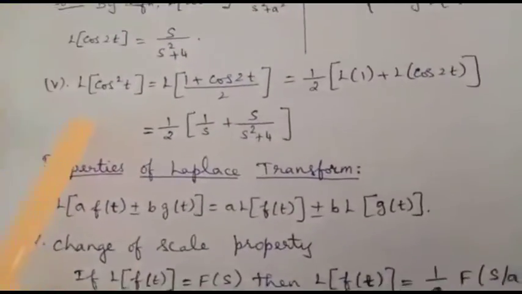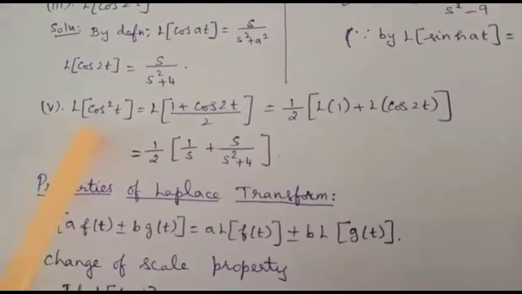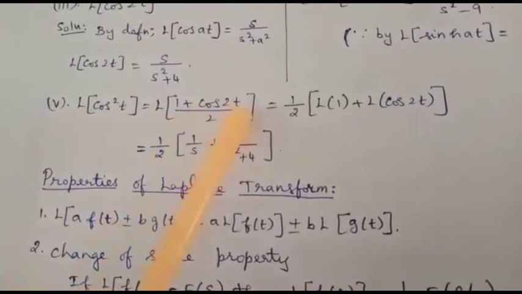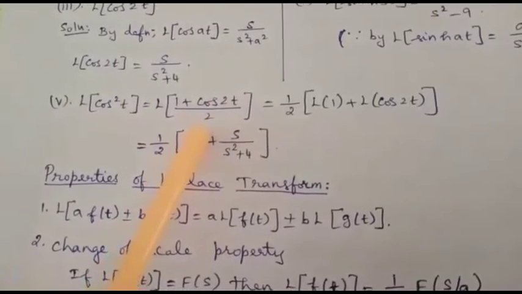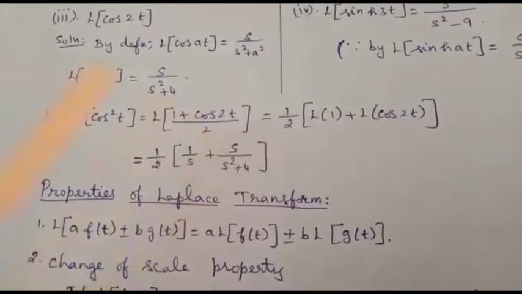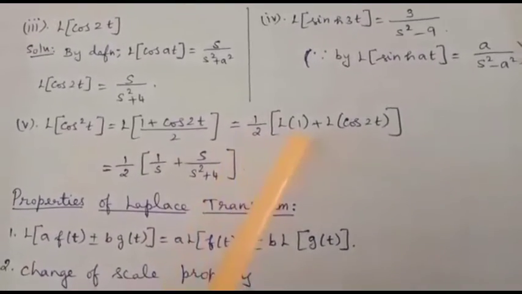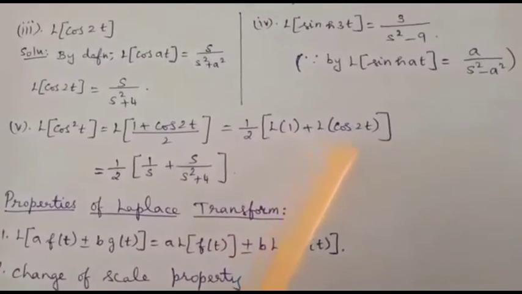And the next problem is the Laplace transform for cos square t. So cos square t is rewritten as 1 plus cos 2t divided by 2. This 1 by 2 is constant, so you can take the constant outside the Laplace transform. So from that you are getting 1 by 2 into Laplace transform of 1 plus Laplace transform of cos 2t.